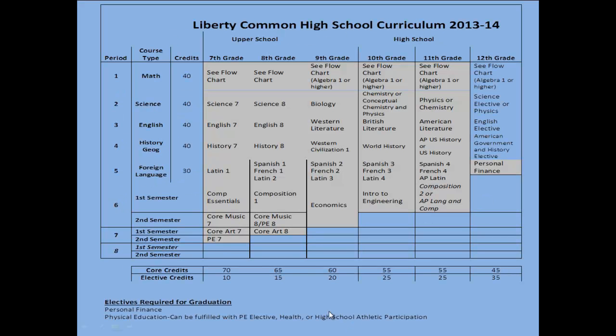So we look at the flow chart here. You can see what you've been taking in 7th and 8th grade, and then what you're going to be required to take in 9th grade and beyond. 9th grade is pretty requirement heavy. There are 60 core credits that you do have to take in 9th grade, which leaves you with 20 elective credits remaining for courses for next year.